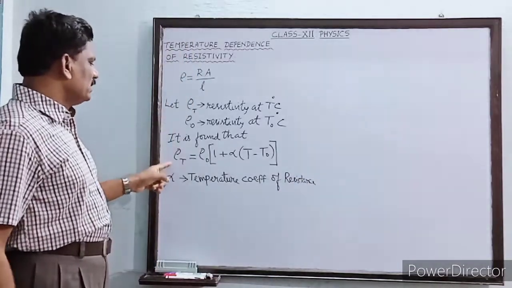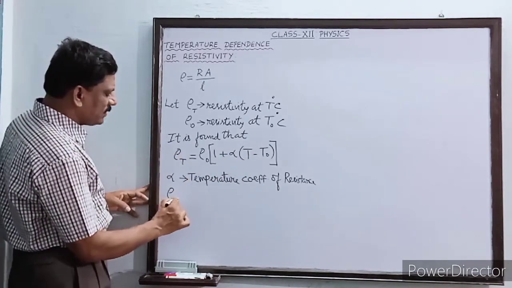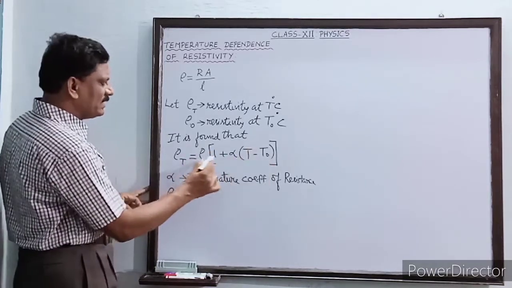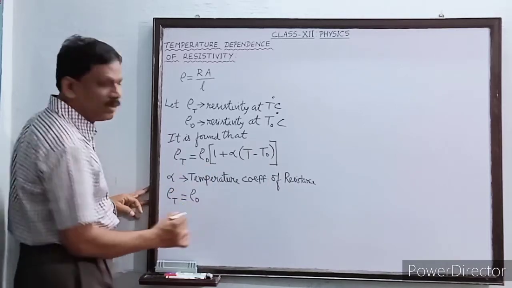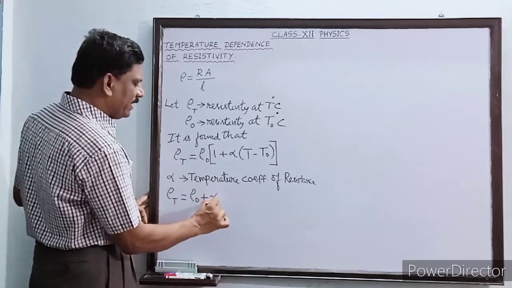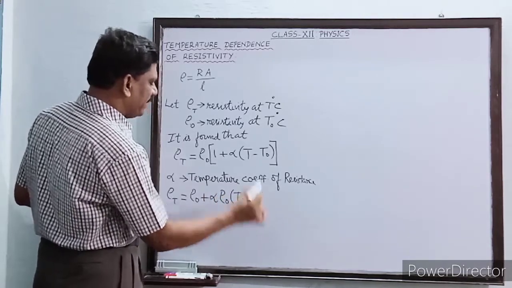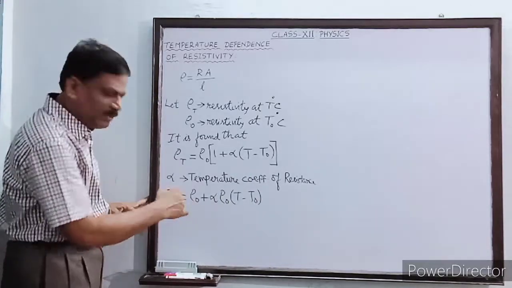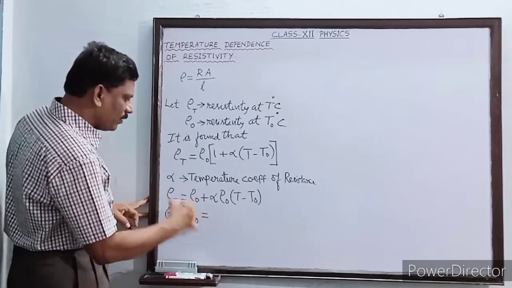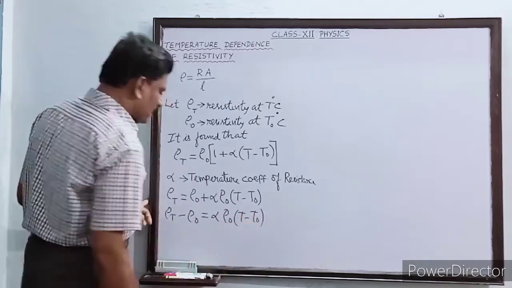Now I will open the bracket on the right hand side. The same equation I am rewriting: rho suffix T is equal to, if I open this square bracket, the first term will be rho naught into 1, which is rho naught, plus the second term, rho naught into alpha, or I can write alpha into rho naught into T minus T naught. I bring this rho naught term to the left hand side. So this is rho T minus rho naught, and this is equal to alpha into rho naught into T minus T naught.